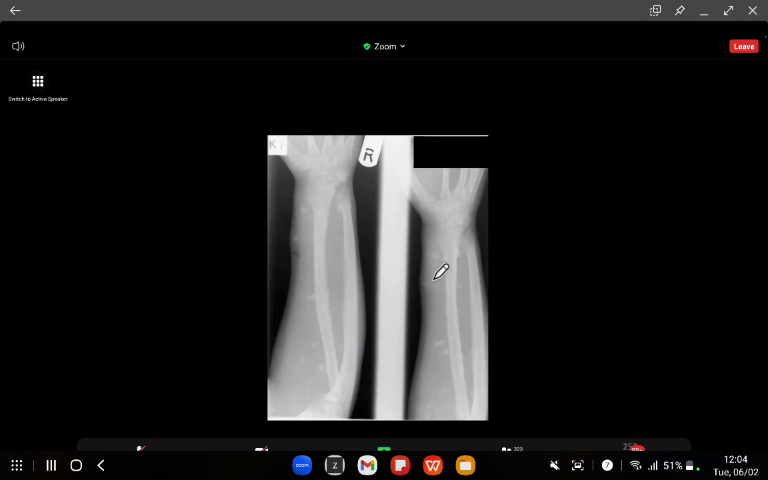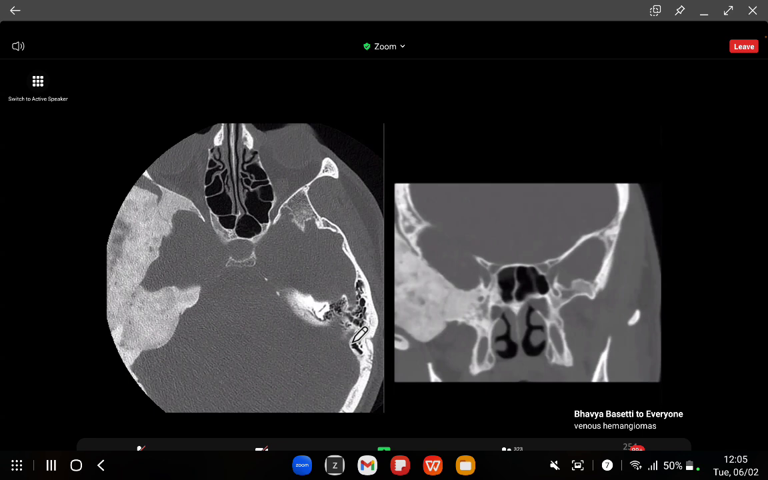Diagnosis. Central lucency. Yeah, vascular malformation is a good answer, actually, but these are multiple hemangiomas of the forearm. Okay, what's the diagnosis here? Yeah, fibrous dysplasia. And what might the patient look like clinically?